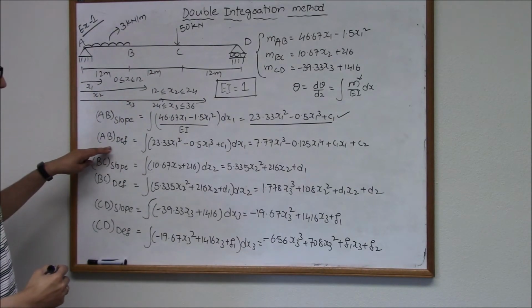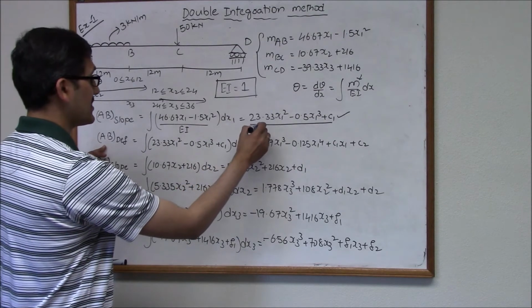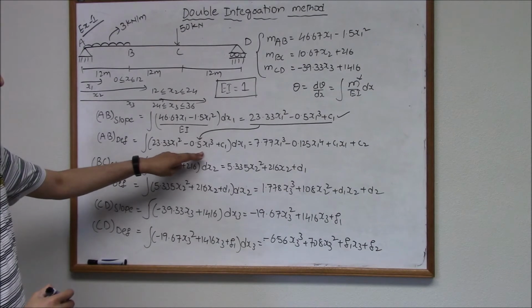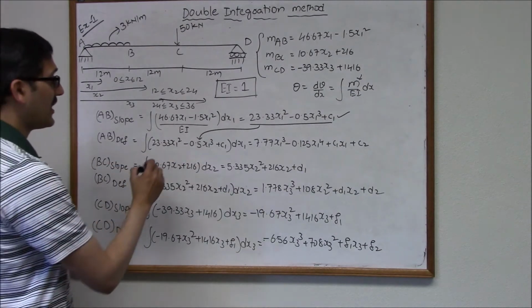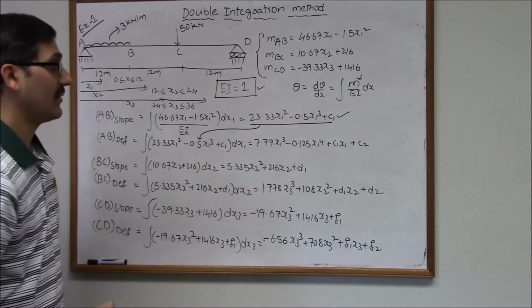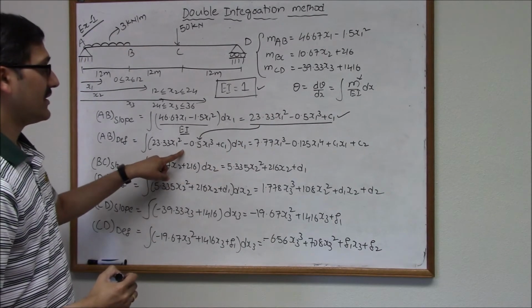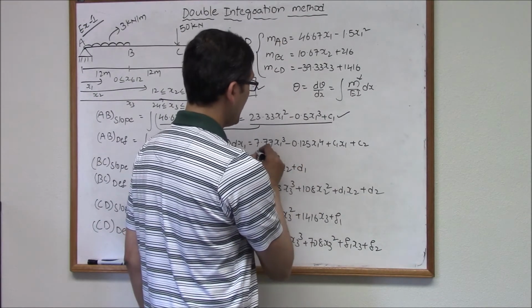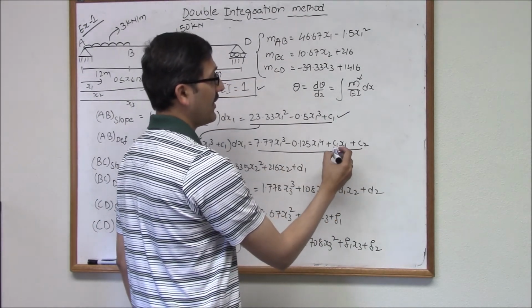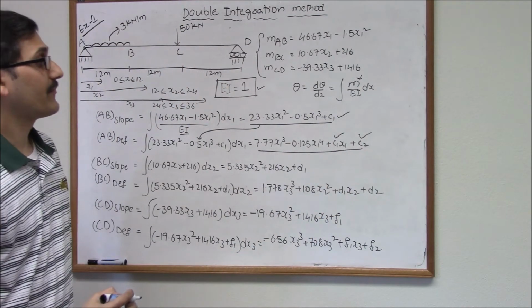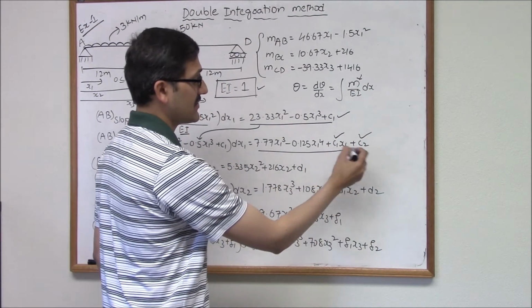In order to evaluate the deflection equation for the span AB, I take this equation and integrate it once again, but this time I'm not dividing it by EI because I know that the value of EI is 1. When I integrate this equation, I have this complete equation, and in this equation I have two integration constants, C1 and C2.